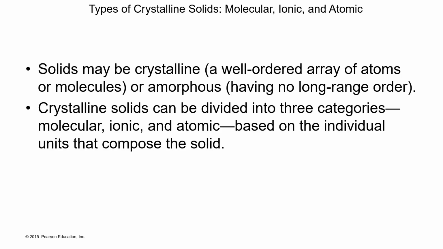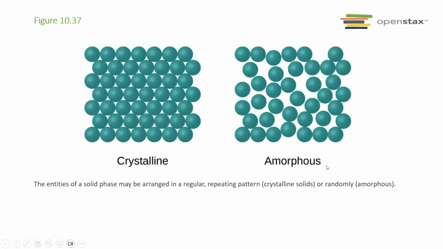So now we're going to transition to the last few slides talking about solids. So solids can be crystalline, a well-ordered array of atoms or molecules, or amorphous, where they have no long-range order. Crystalline solids can be divided into 3 categories: molecular, ionic, and atomic, based on the individual units that compose the solid. So this is the difference between a crystalline and amorphous solid. Crystalline has a particular structure to it. Amorphous does not.